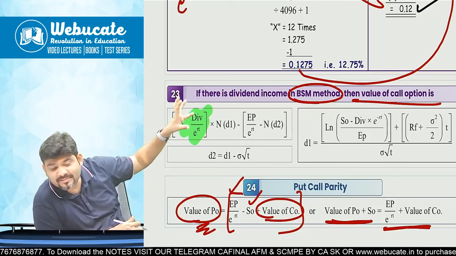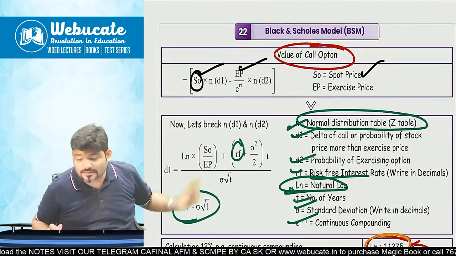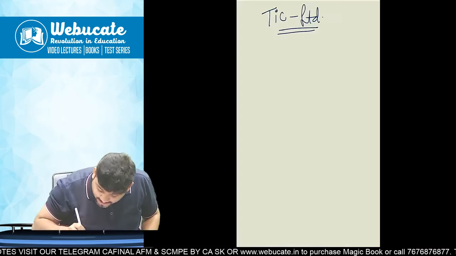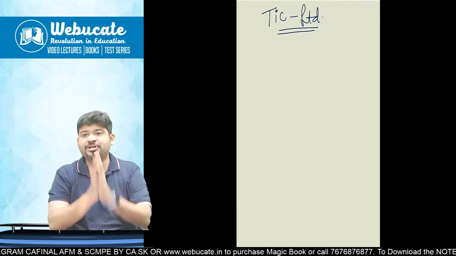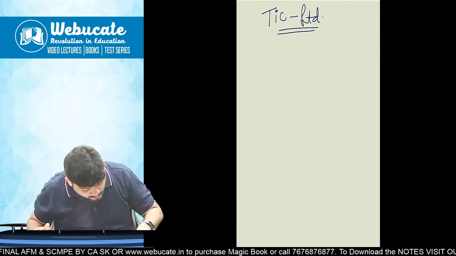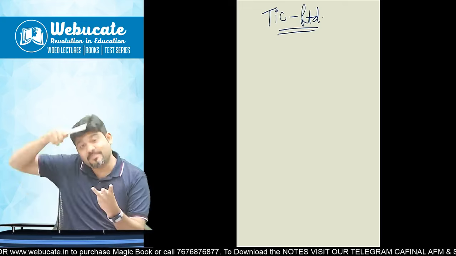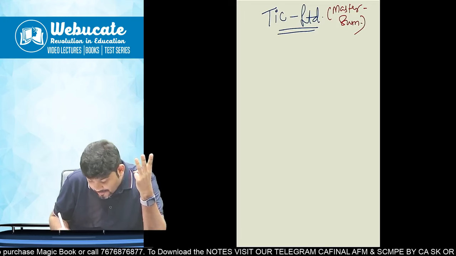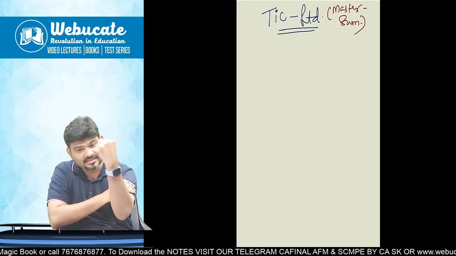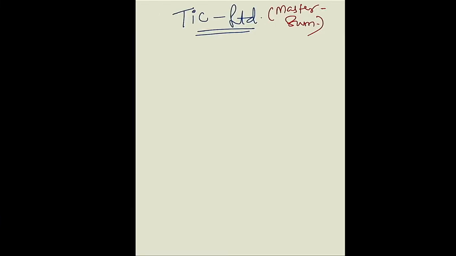Now the dividend income example, the put call parity example, the main example of the Black and Scholes method, each and everything I am going to teach you through this TIC Limited sum of the module. So now I will open this TIC Limited sum in the module, which will have the dividend concept, the put call parity concept, and the main concept of valuation of call option, which I will call the master sum. Okay, so which sum is this? I will tell you all. Wait.